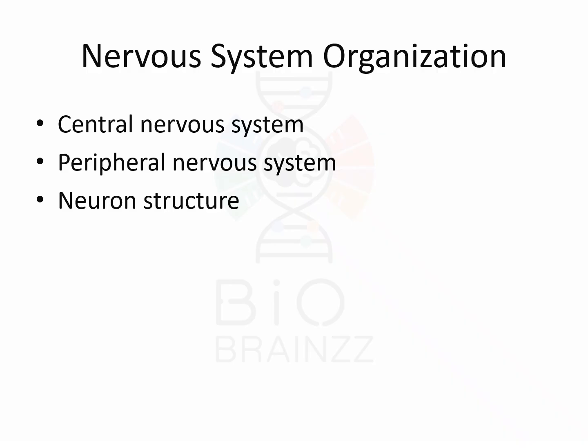The fundamental unit of the nervous system is the neuron, a specialized cell capable of transmitting electrical signals. Neurons communicate with each other through synapses, enabling rapid transmission of information.